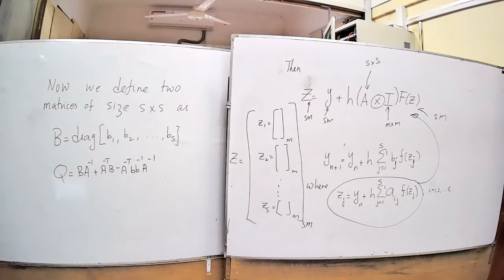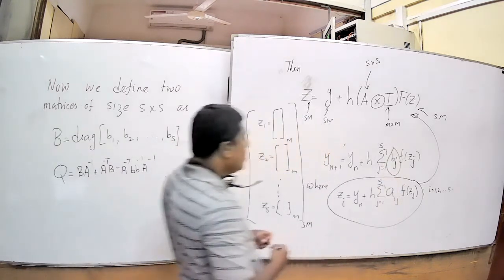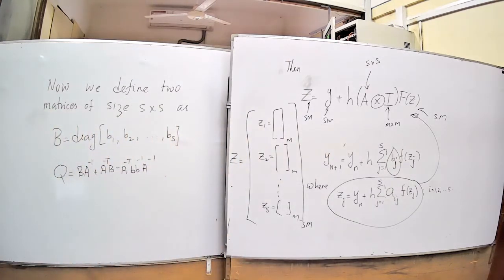Right, so now we define two more matrices, because we want to write everything in matrix form. We define a new matrix B with components B1 up to B_S, which are the components you have here. These are constants, so there are S constants. You put the S constants on the diagonal of the matrix B, so it is only a diagonal matrix. B will look like this: B1, B2, and all the way up to B_S, and Q will be of this form.